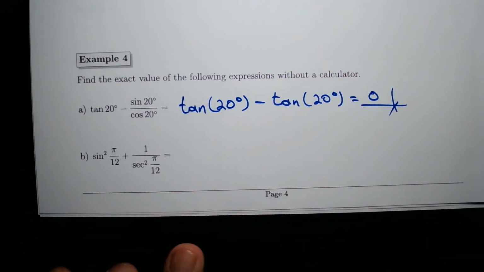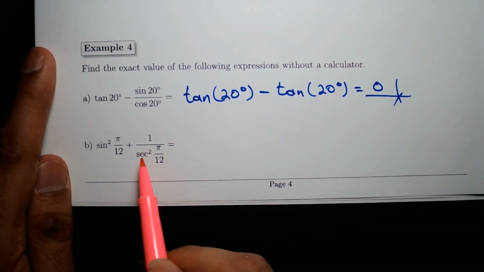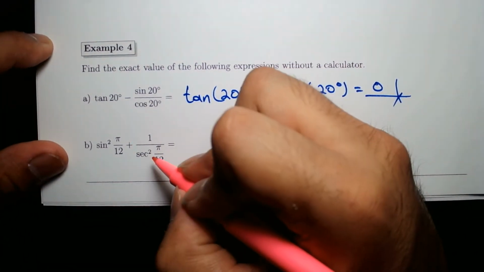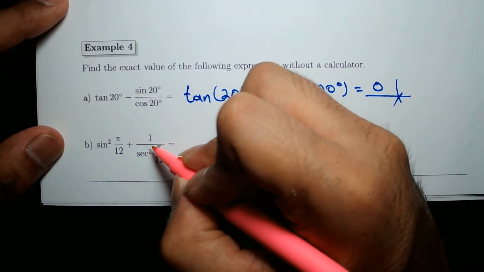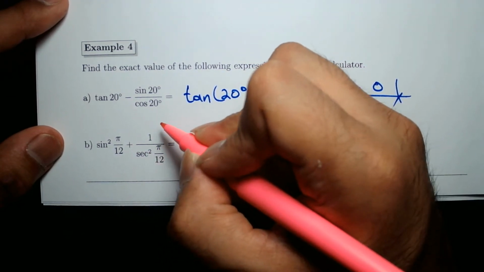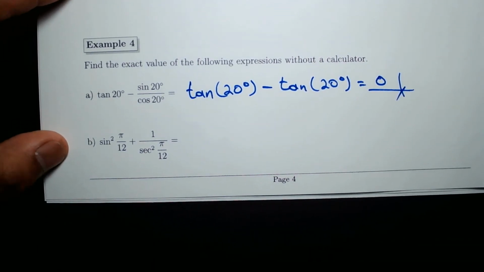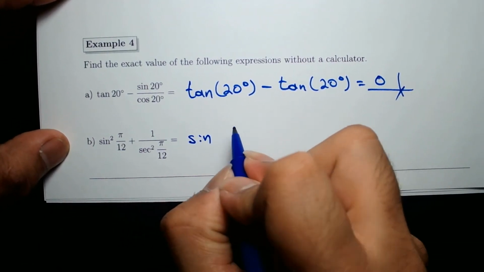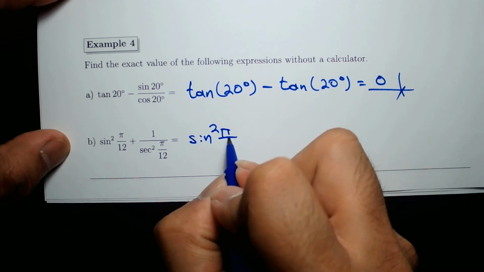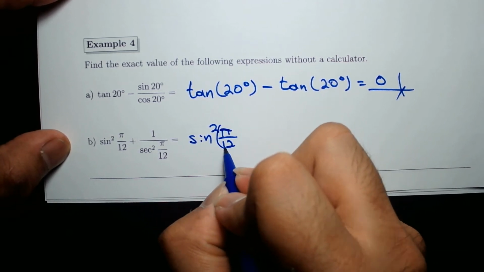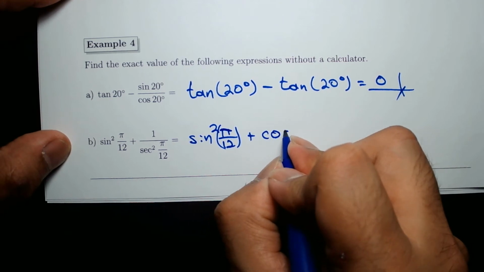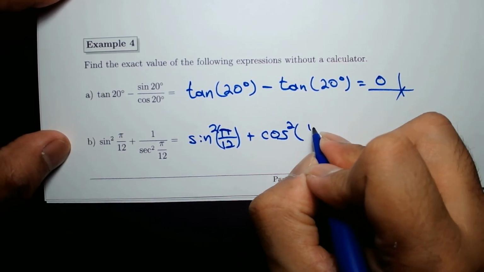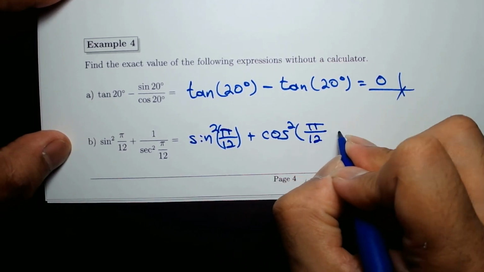In this case, 1 over secant squared is the same as turning this into the reciprocal, and its reciprocal, or its inverse, is cosine. So I'm going to do sine squared of pi over 12 plus, and in this case this is going to be cosine squared of pi over 12.